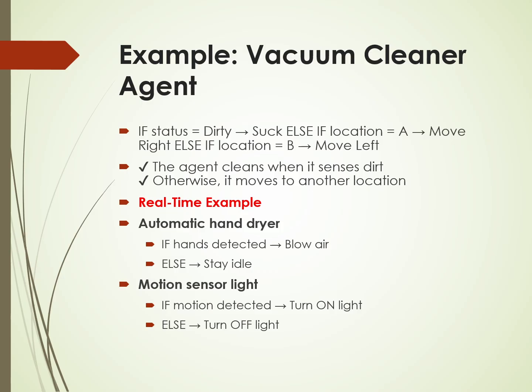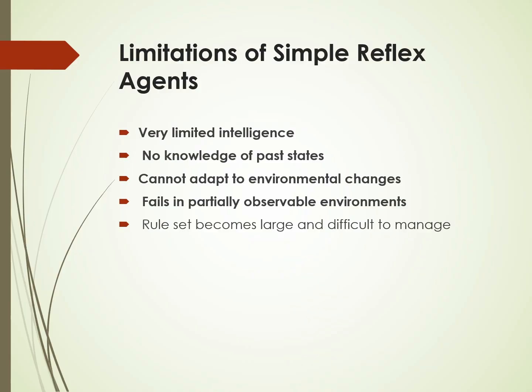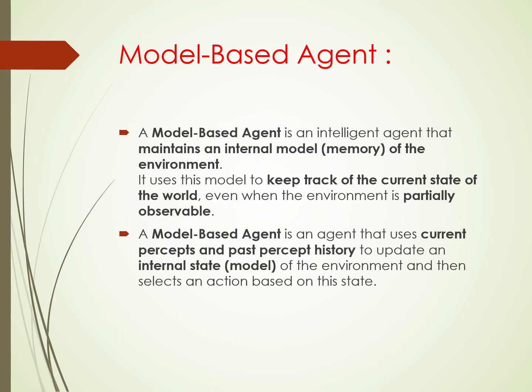For example, a vacuum cleaner agent. If the status is dirty, it sucks. Else, it moves to the next location. If the new location is dirty, it will try to clean it, or else move to the next location. The limitations of simple reflex agents are very limited intelligence, no knowledge of past state, cannot adapt to environment changes, fails in partially observed environments, and the rule set becomes large and difficult to manage.